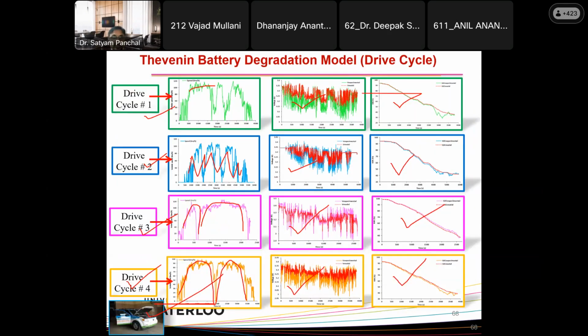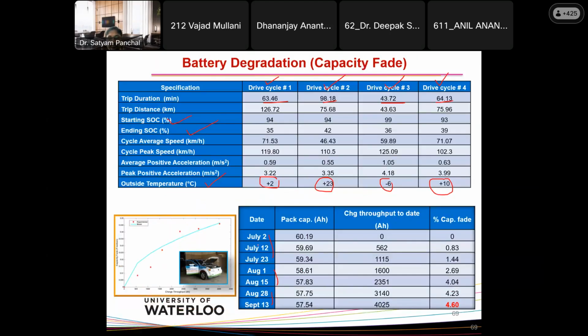Excluding weekends, we selected one drive cycle and we repeated the same drive cycle. So Waterloo to the city and then the highway and come back. And then we did the capacity fade measurement, which is quite high, but this is what we got from the vehicle. So it is around 4% capacity fade over the 4 months of driving continuously over 3 months. So this is about the battery degradation capacity fade, the experimental side.